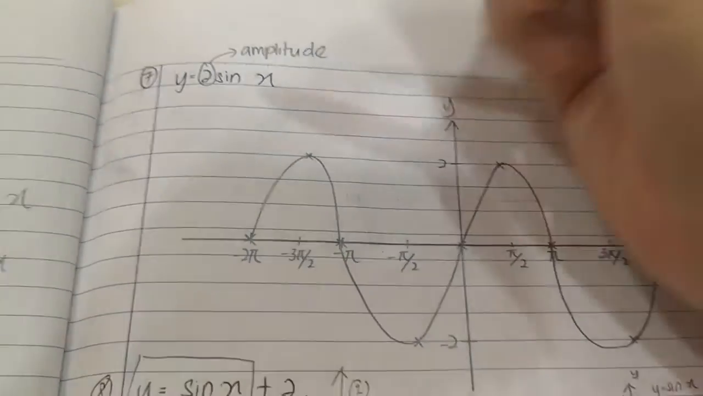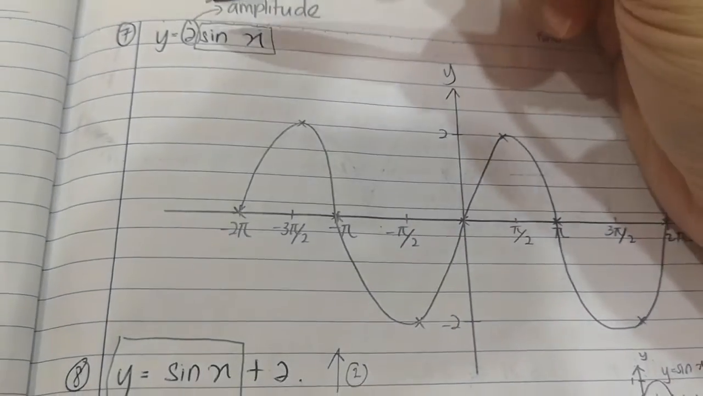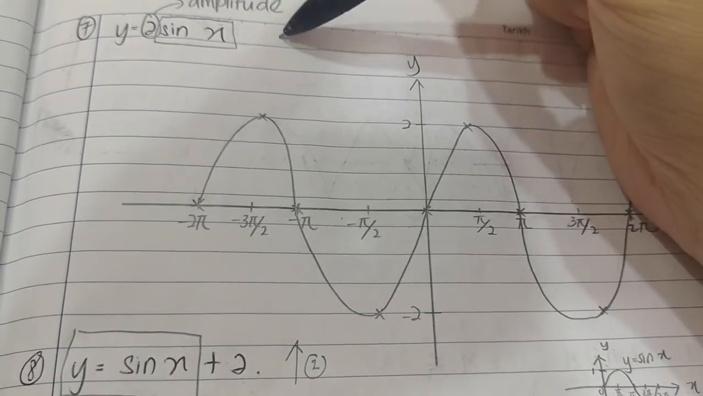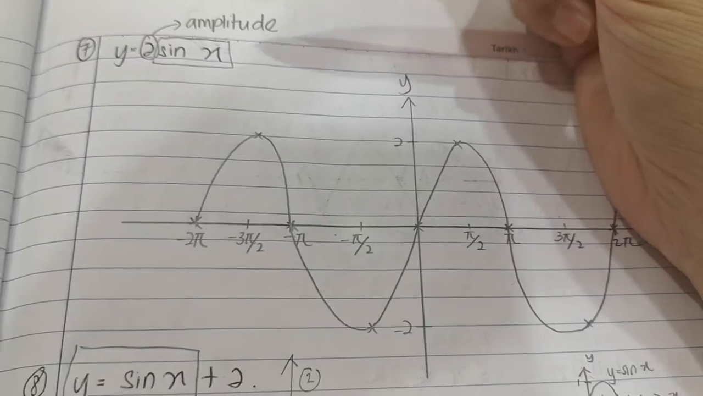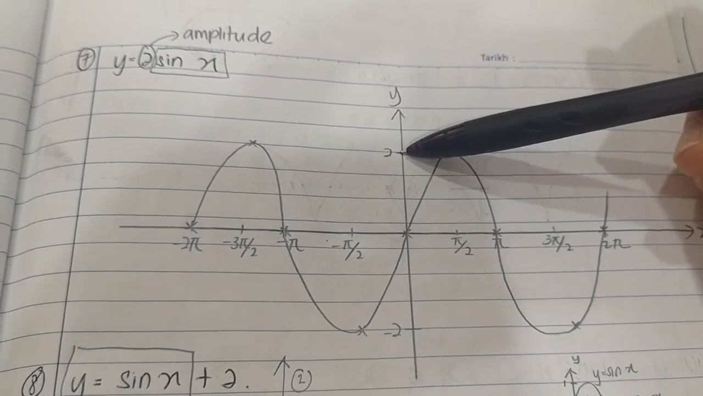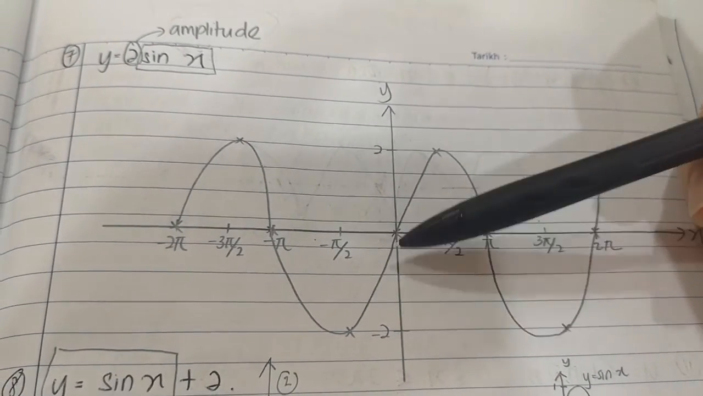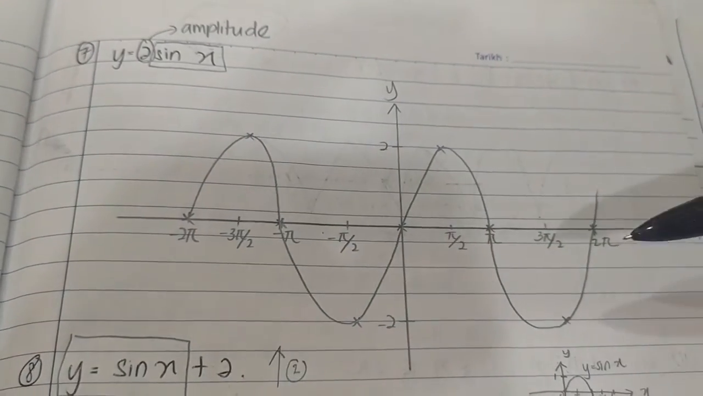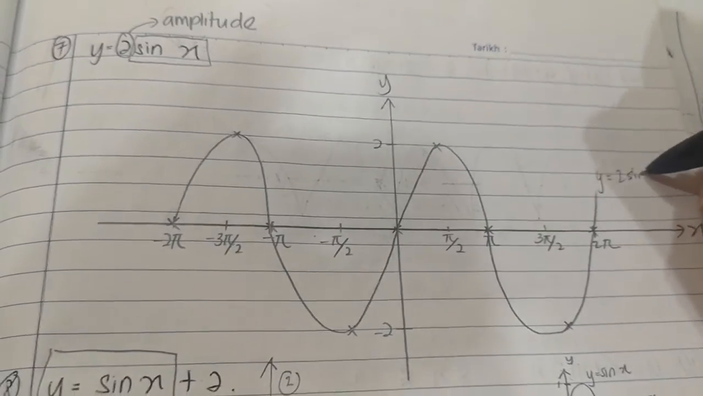The original graph is sine x, but with the 2 times, this represents the amplitude. Amplitude is the maximum value and minimum value. So 1 times 2 becomes 2, and then -1 times 2 becomes -2. 0 times 2 still becomes 0. So your graph will become like this. Remember your notes, make sure you label the graph.